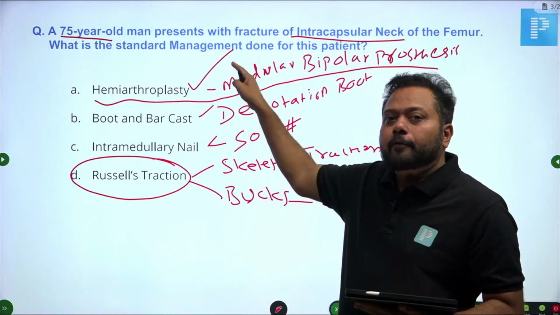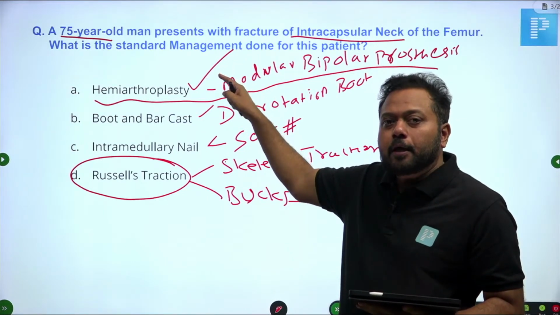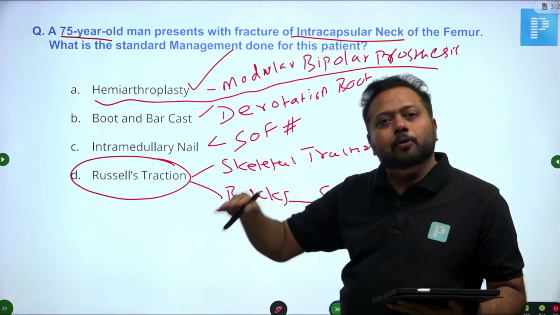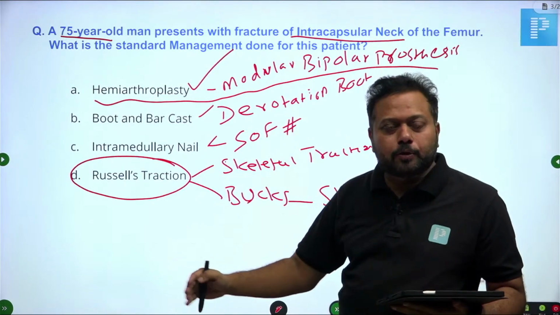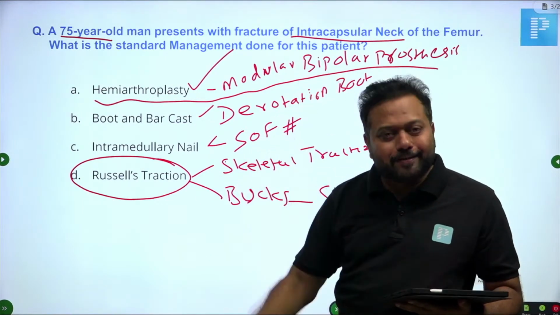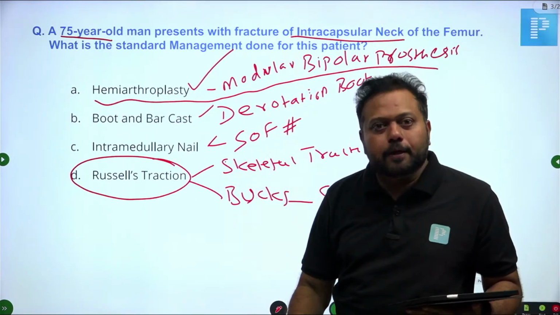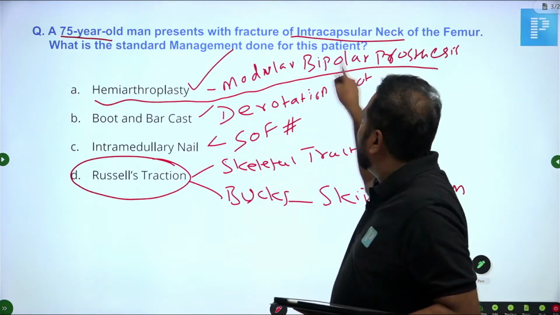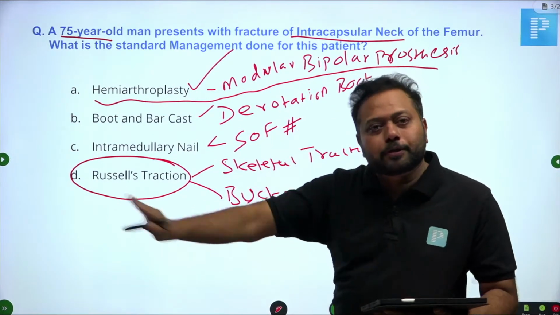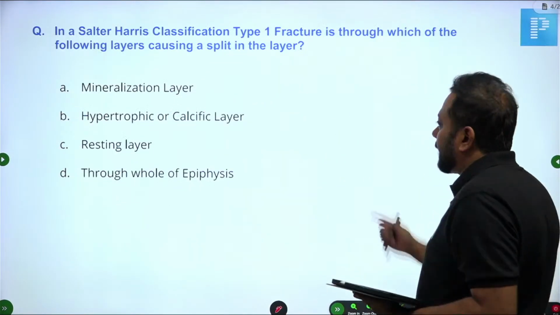Intracapsular neck of femur fracture in an old patient definitely will not unite, will go for non-union and avascular necrosis. So prosthetic replacement is a must. The prosthesis of choice is modular bipolar prosthesis. Okay, the first question is over. We will move on to the second question.